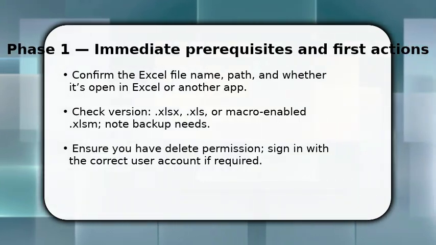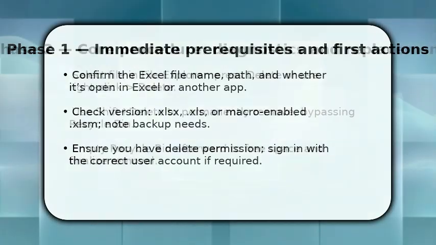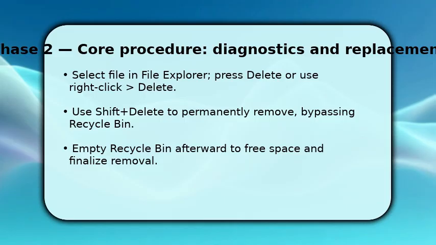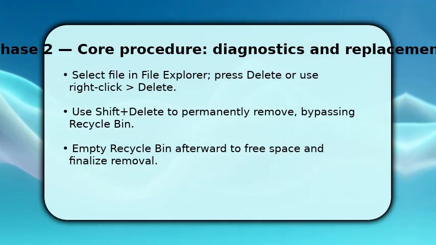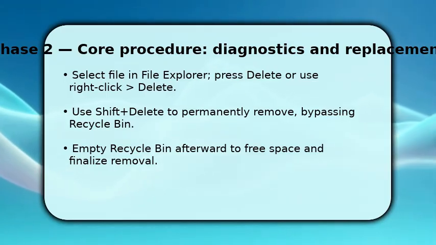Now navigate to the folder where the file resides and select the file once. With the file selected in File Explorer, press Delete to send it to the recycle bin. This is reversible if you change your mind. If you want permanent removal right away, press Shift plus Delete. Be careful, because that bypasses the recycle bin.